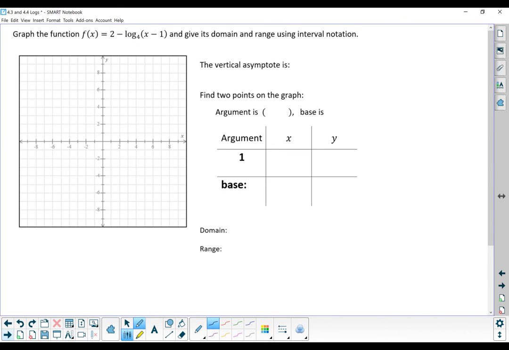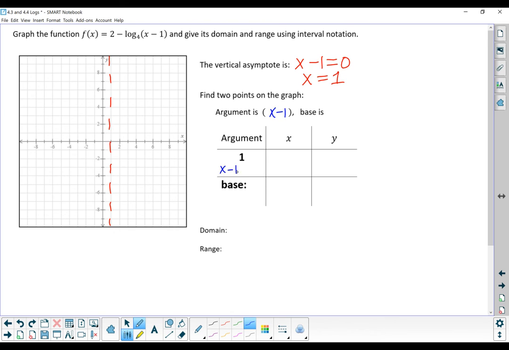Because these graphs are a little bit tricky, we are going to do a couple together. So for this function, it's 2 minus log base 4 of x minus 1. The argument is x minus 1. So our asymptote is x is equal to positive 1. All right, so now we're going to think about our 2 key points.